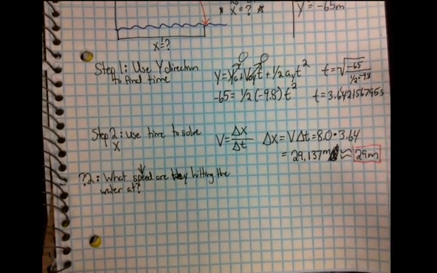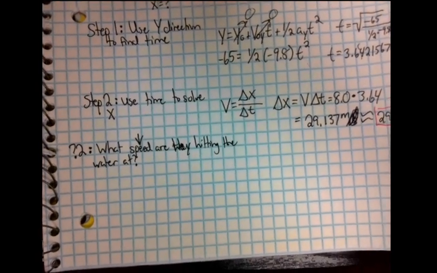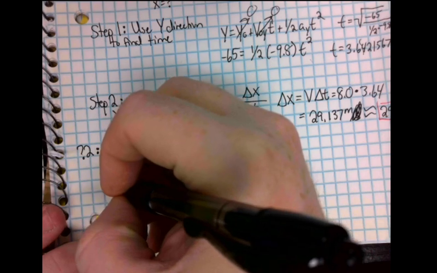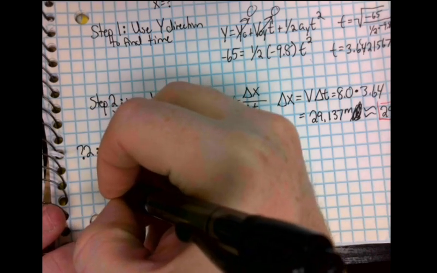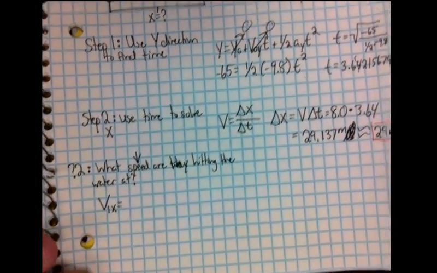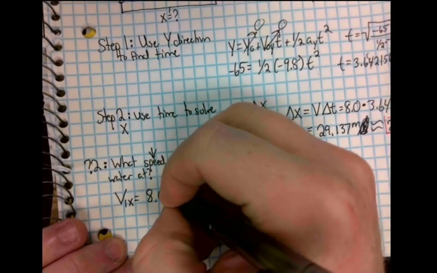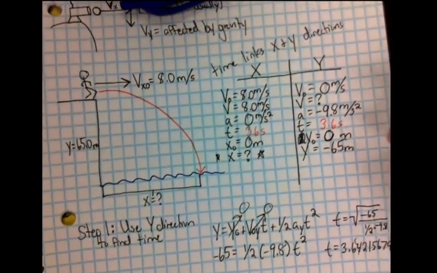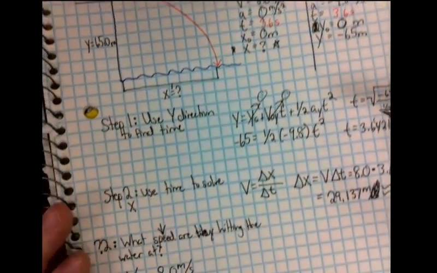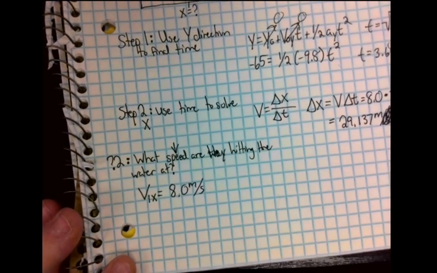So let me scooch this over a little so you can see a little bit better. So we know our V final, so I'm going to do V1 just to make sure it's clear. Our V1 in the x direction is the same thing as our V naught because it has the same constant speed. So it's going to be 8.0. But now we're going to have to solve, you notice I left that question mark there. We're going to look for what that V is going to be.